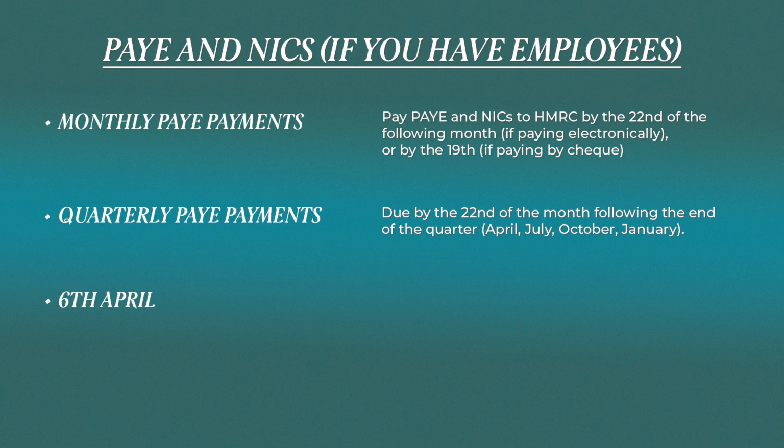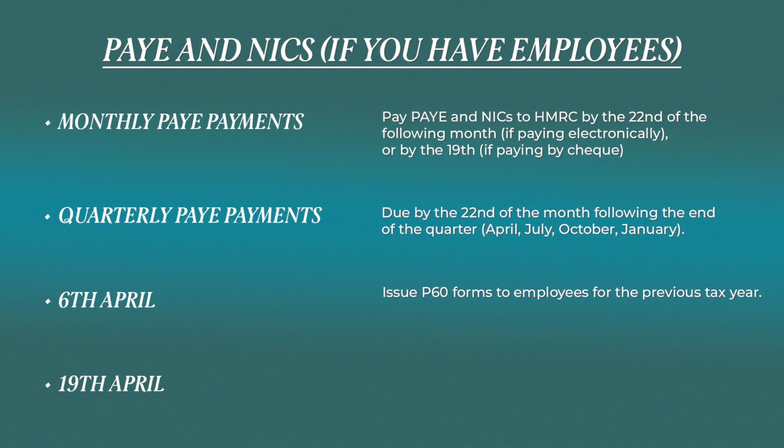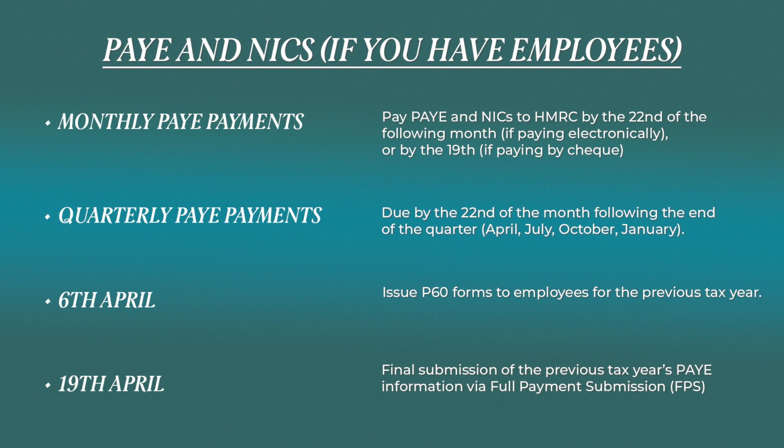6th of April. From the 6th of April, you can issue P60 forms to employees for the previous tax year. Basically, it's a breakdown of all of your pay-as-you-earn income throughout the tax year. 19th of April. This is your final submission of the previous tax year's PAYE information in what's known as an FPS, which is a full payment submission. This is really important because it sends all the information across to HMRC. This is something normally your accountant or your payroll bureau will be doing for you most of the time.